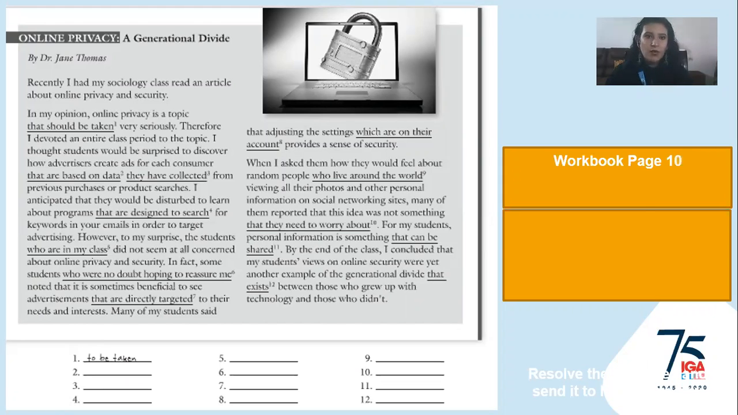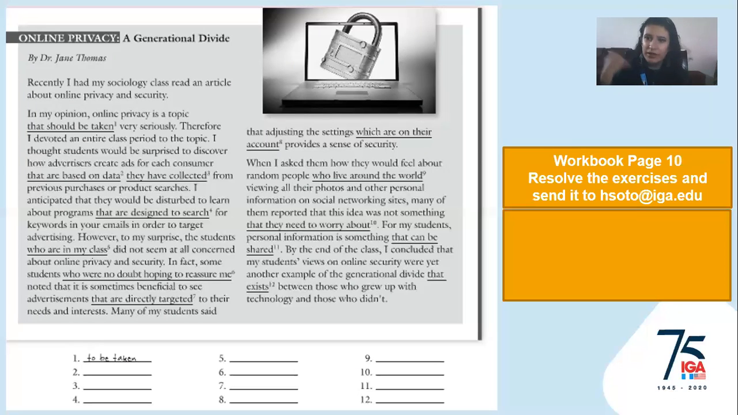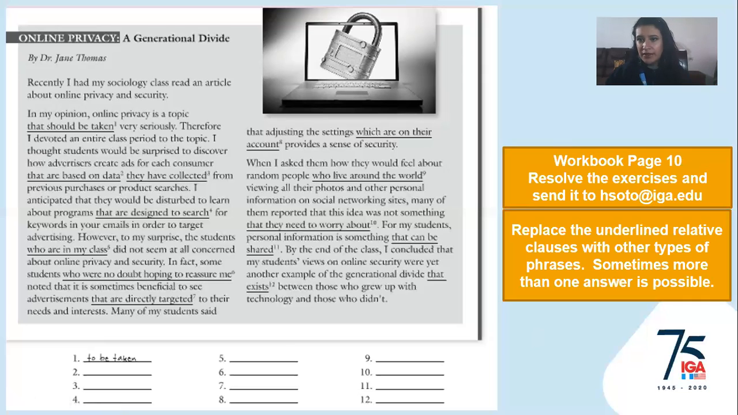What we're going to do for homework is your workbook, page number 10, and you're going to resolve this exercise and send it to me. You can take a picture and send that, or if you don't have the book, you can send me the answers from your notebook, so I can check your answers. Again, you can take a picture and send it to me. And there you have my email, which is hsoto@iga.it.